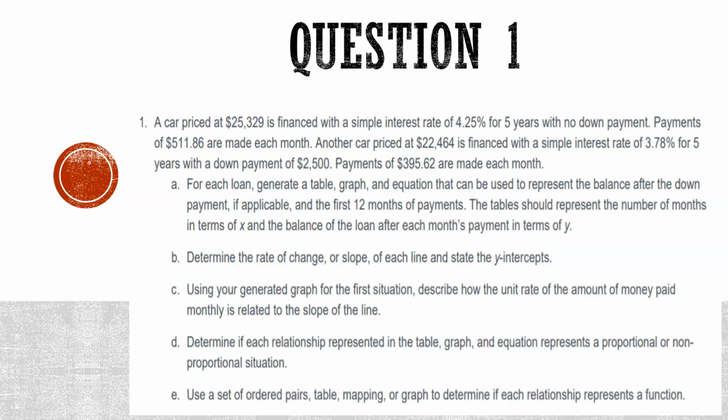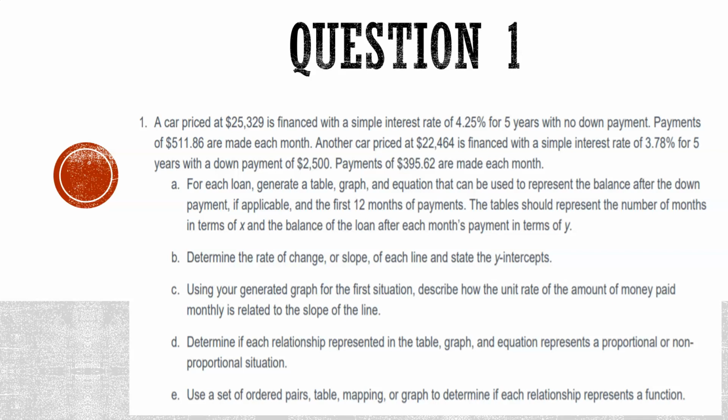A. For each loan, generate a table, graph, and equation that can be used to represent the balance after the down payment, if applicable, and the first 12 months of payments. The tables should represent the number of months in terms of x and the balance of the loan after each month's payment in terms of y. B. Determine the rate of change or slope of each line and state the y-intercepts.